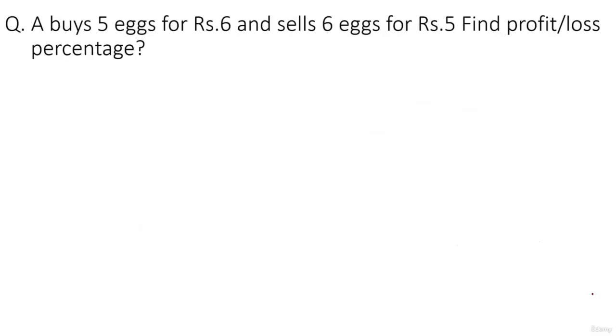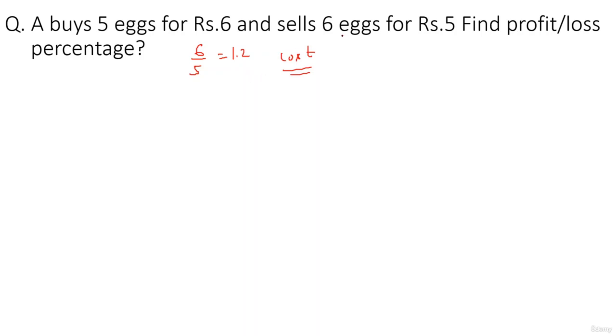A buys 5 eggs for rupees 6 and sells 6 eggs for rupees 5. Find profit or loss percentage. Very easy question. So how I would solve this is, 5 eggs for rupees 6. So what is the price of each egg? Each egg's price is 6 by 5, which is 1.2 rupees. So the cost is 1.2 rupees.